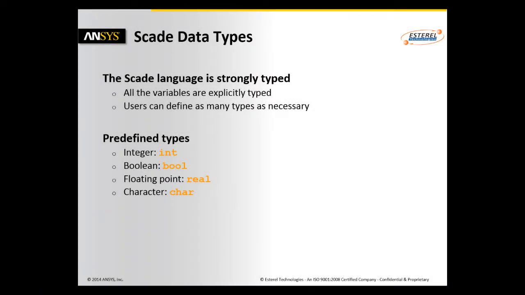So in SCADE, every flow is typed. Inputs, outputs, and local variables all have an explicit type. The typing system allows to handle all kinds of data. The simplest types are scalars, representing integers, booleans, floating point values, or characters.